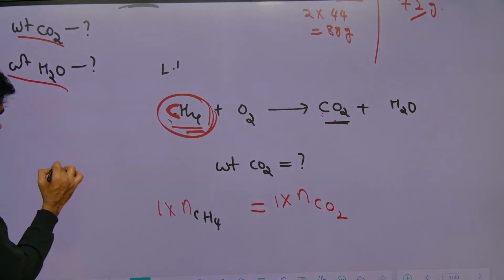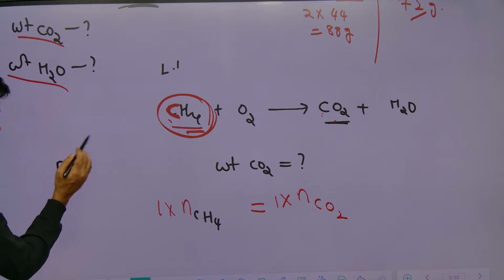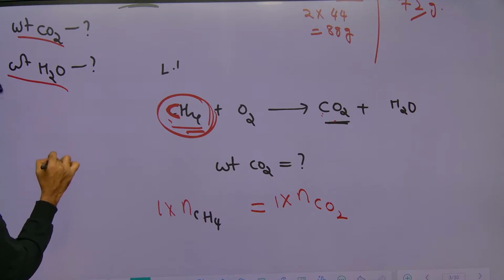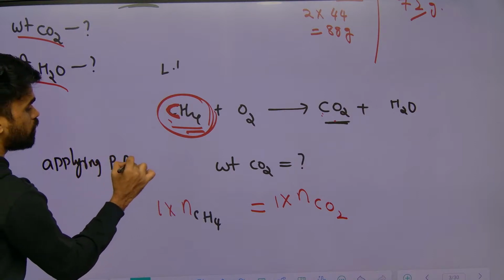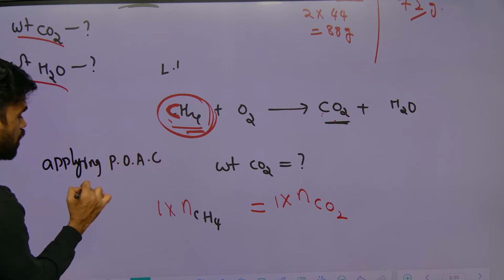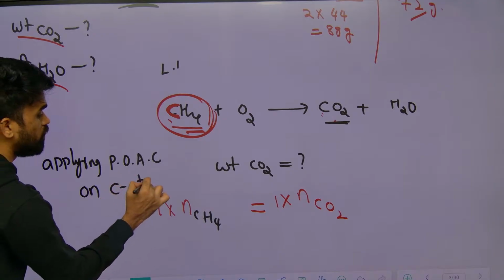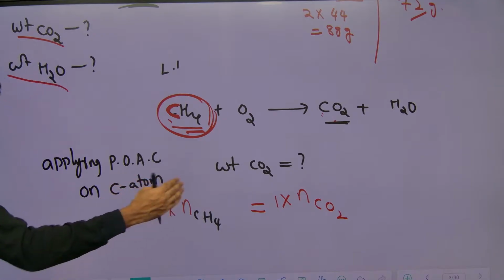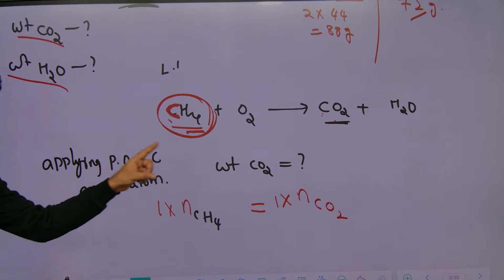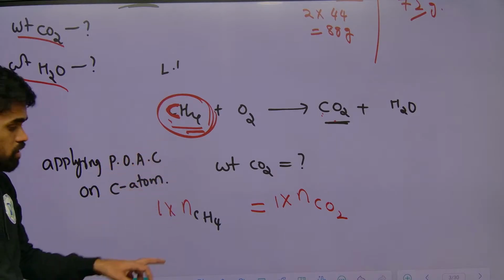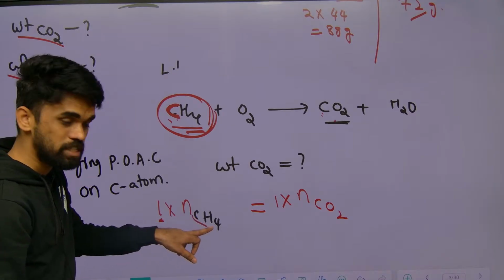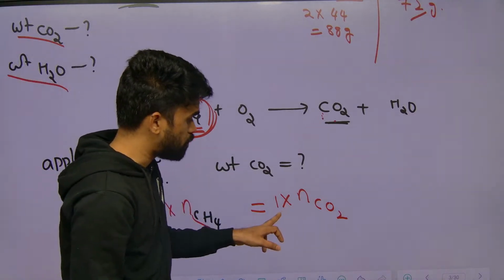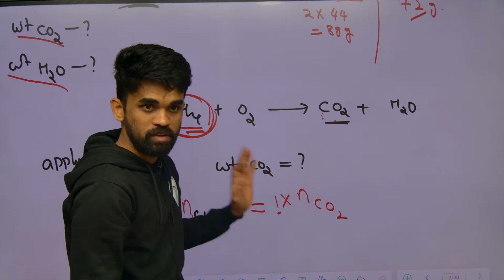This is called POAC, applying the principle of atom conservation on the carbon atom. Which atom are we conserving in this reaction? We are conserving the carbon atom. So that's why the number of carbon atoms is 1, as I told you: here 1 into the number of moles of methane. This side also 1 carbon is there, so 1 into the number of moles of CO2 I have written.